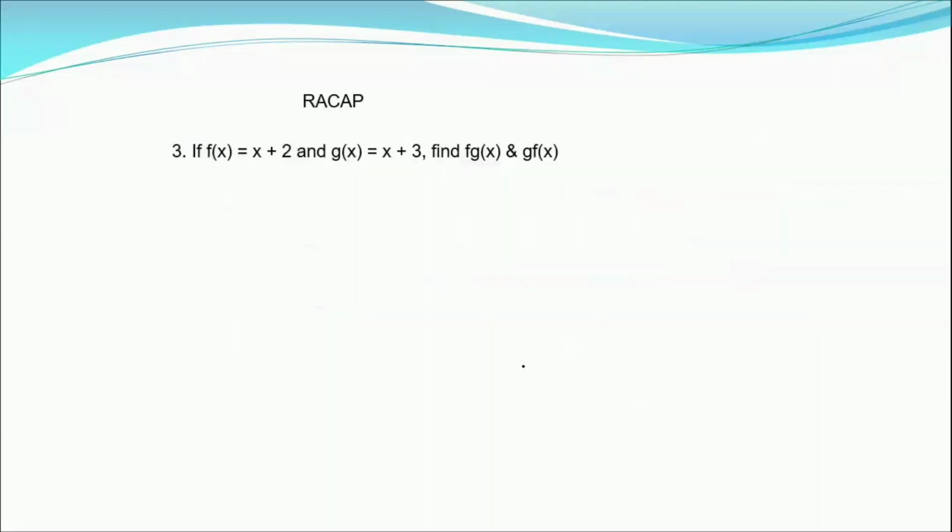Quick recap. So you are given a question. Solve along with me, children. F of x is equal to x plus 2 and g of x is equal to x plus 3. Find fgx and gfx. To find fgx, put a bracket for g of x. And in the f function, wherever there is x, you are going to put x plus 3 and then plus 2. So this is simply x plus 5.